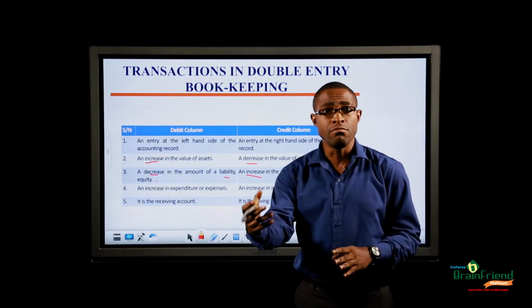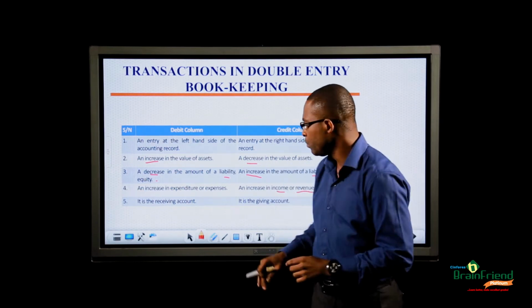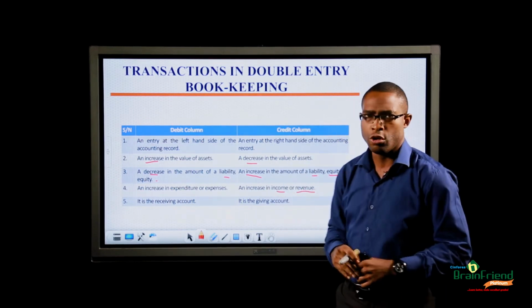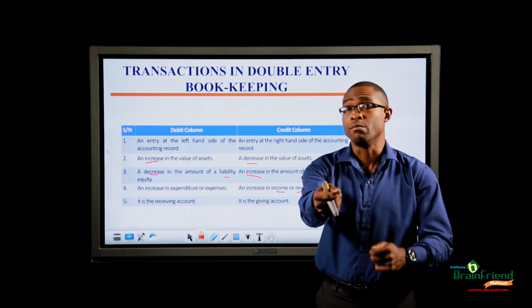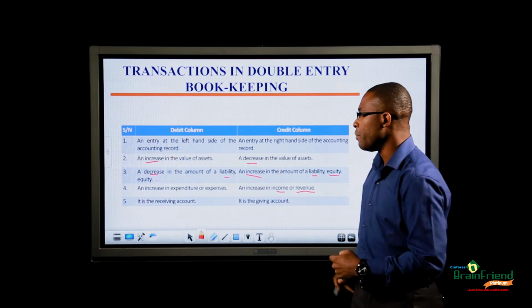So when you're spending money, you should remember to record your expenditure in your credit column because you gave the money out. The money didn't come in. If the money came in, then you need to record it in the debit column.